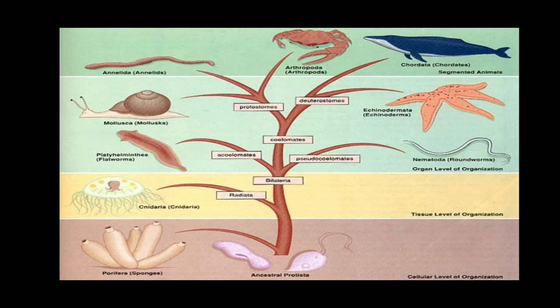Flatworms are the acoelomates. Pseudocoelomates further contain protostomes and deuterostomes. Protostomes will contain mollusks and annelids and arthropods, and deuterostomes would contain chordata and echinodermata, that is starfish.